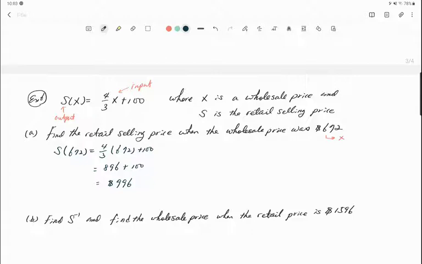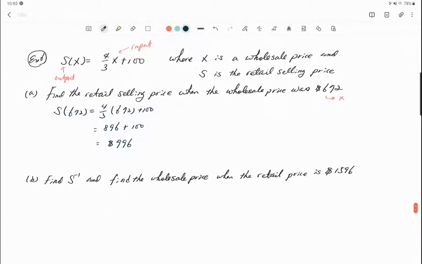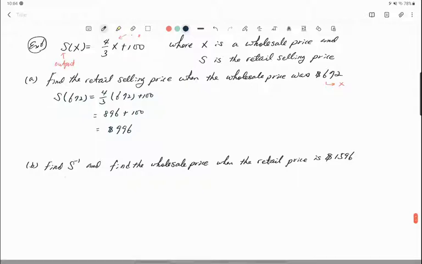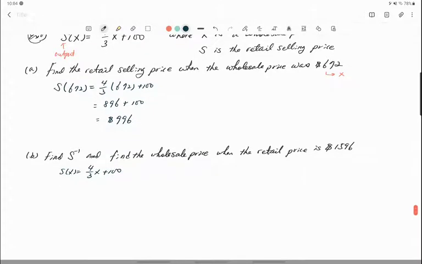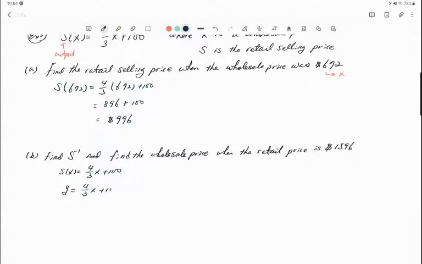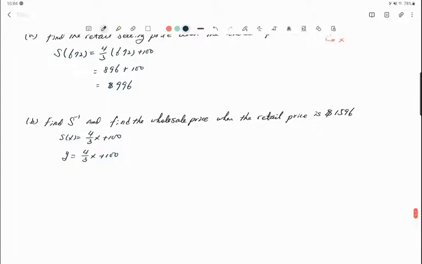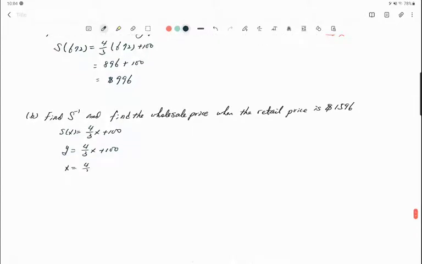But this is very standard, normal, right? But look at the next one. Find the inverse, S inverse. This time we will find the wholesale price when the retail price is given. So anyway, let's find S inverse and see what happens. S of x equals 4/3 x plus 100. So write it down, y equals 4/3 x plus 100. And then we do what? Interchange x and y, right? Interchange x and y, and then solve for y.